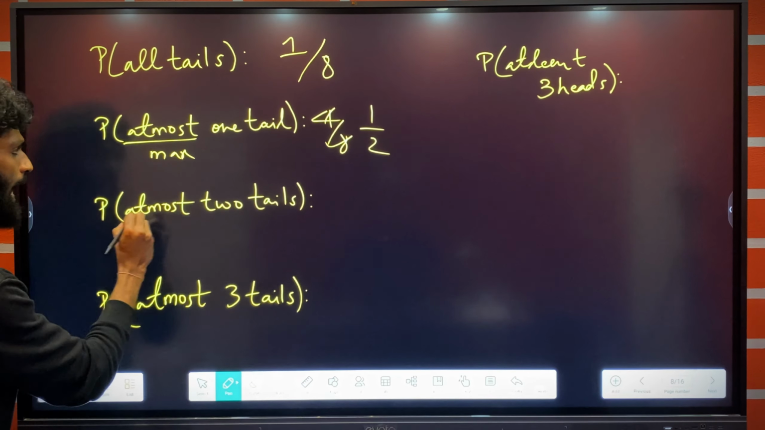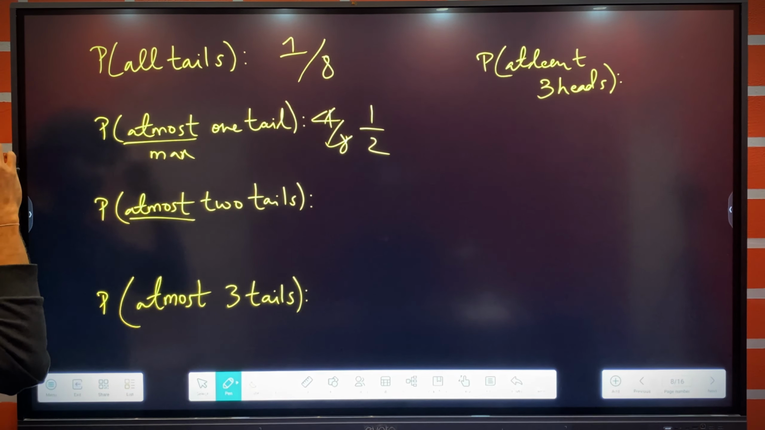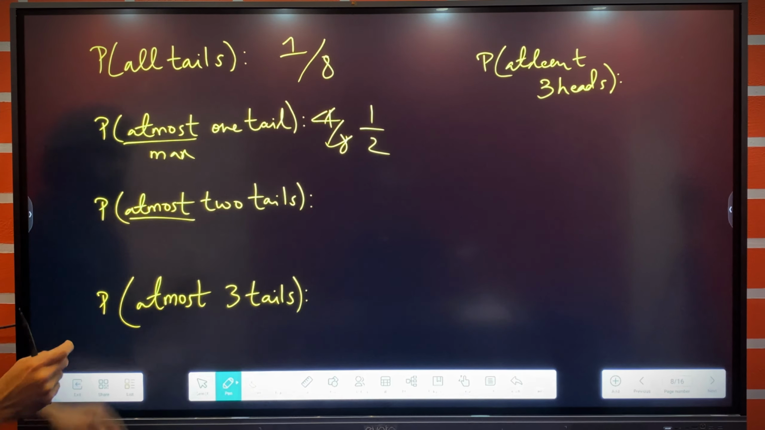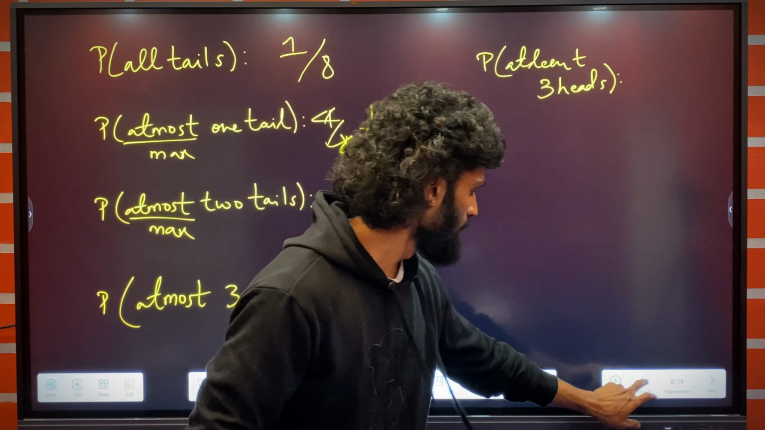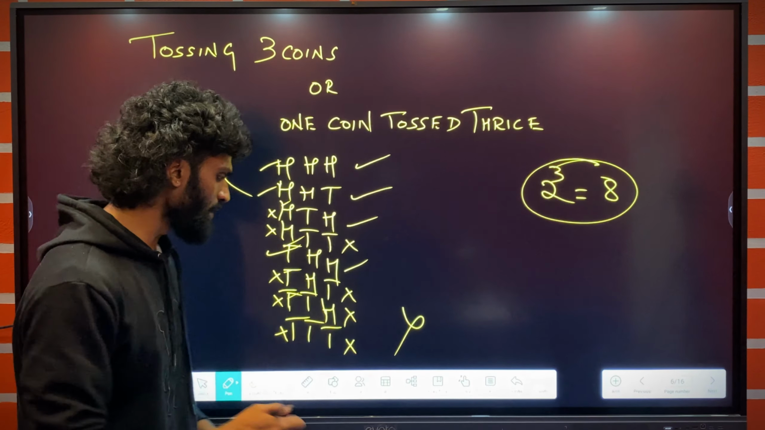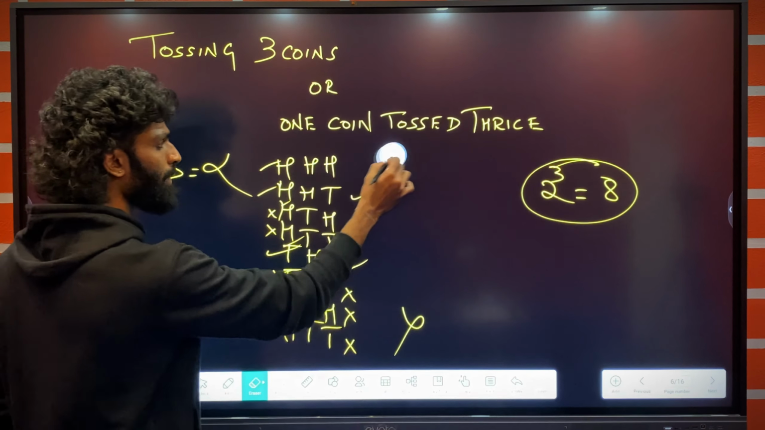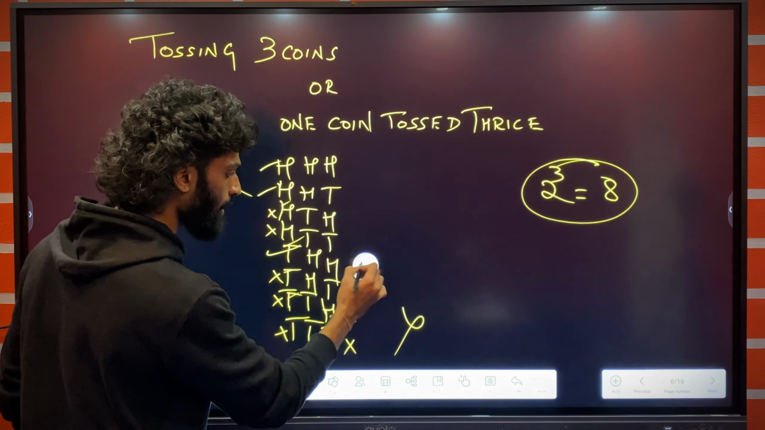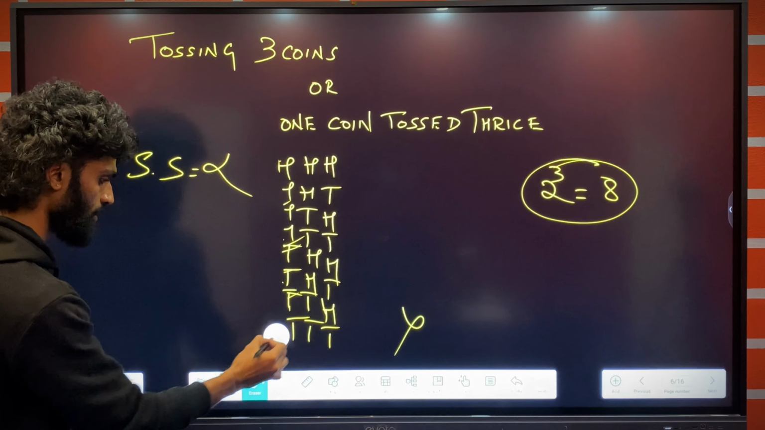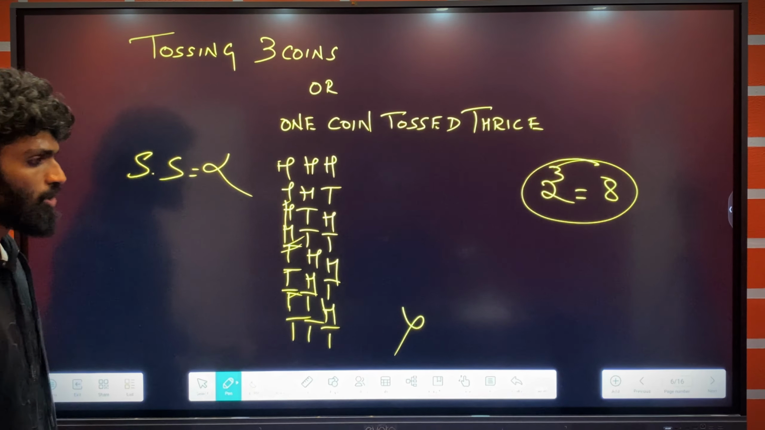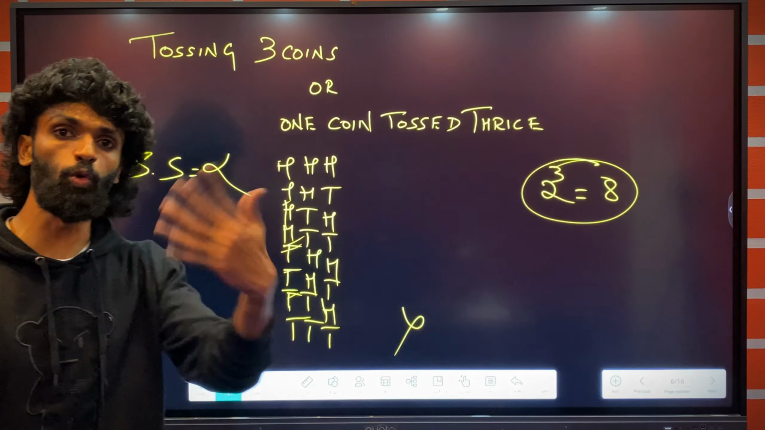Similarly, again, at most. At most 2 tails. Maximum 2 tails. If you observe the pattern till now, wherever the word maximum is there, you're supposed to by default consider that minimum will be 0. Okay, careful with that place. So now the question was maximum 2 tails.